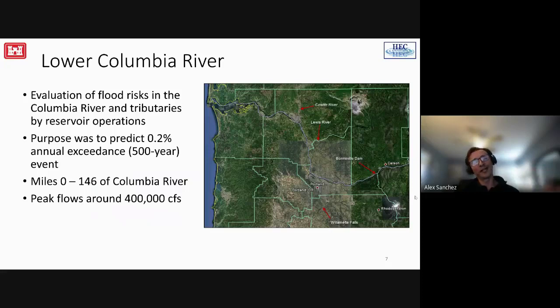This is the other extreme for 1D, a really complicated one. I think if the RAS team did this now, you'd probably do this in 2D. It's kind of pushing the limits of 1D. But at the same time, it's such a big data set that doing it all in 2D would be difficult. I think you'd still need to do some of it, or a lot of it, in 1D. Anyway, it's 146 miles of the Columbia River, and the purpose was to evaluate flood risk for the 500-year event. The peak flows were about 400,000 CFS.